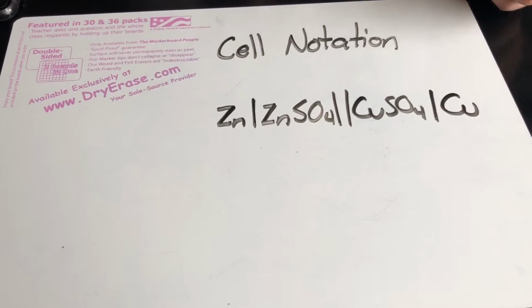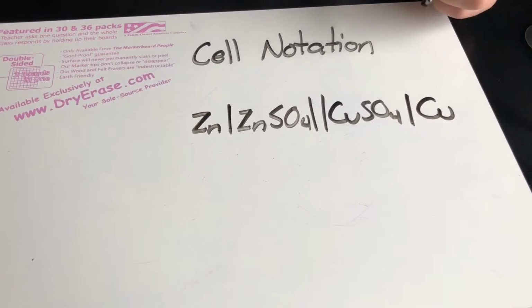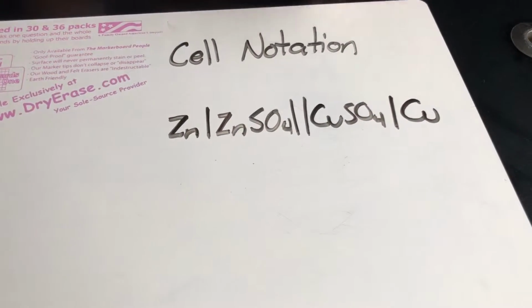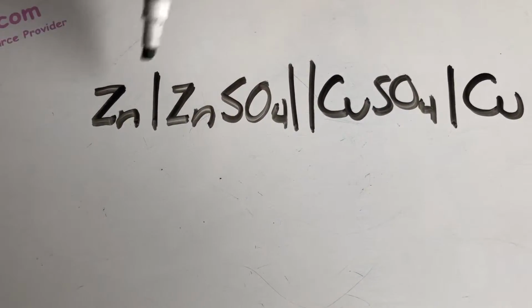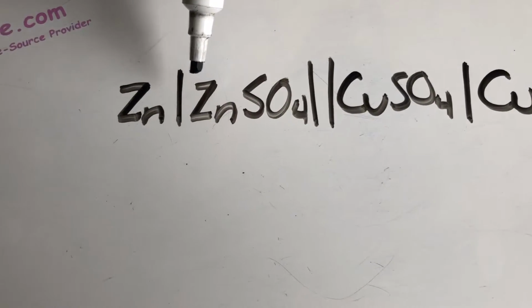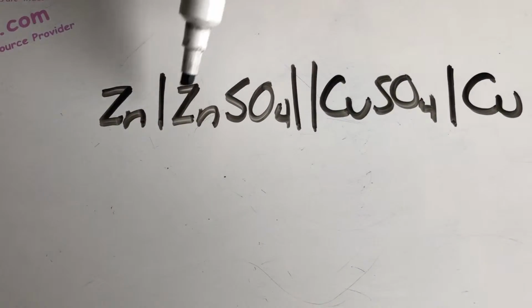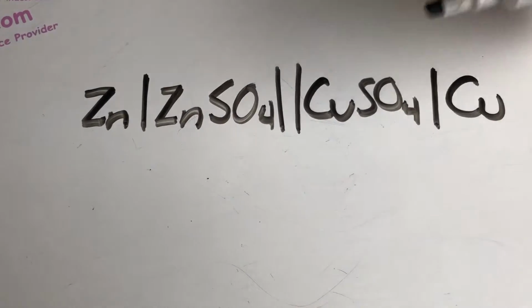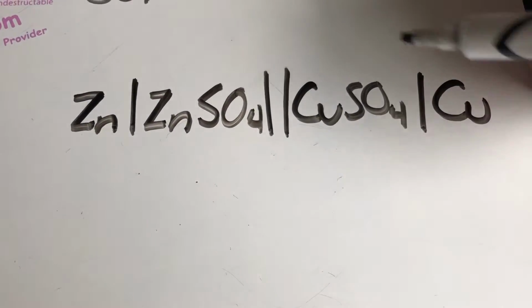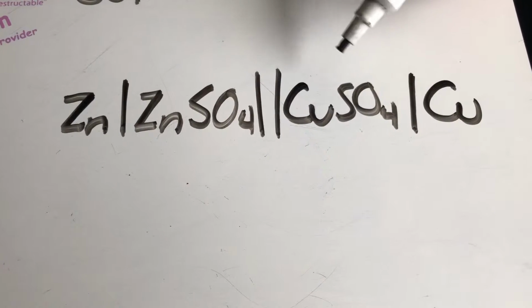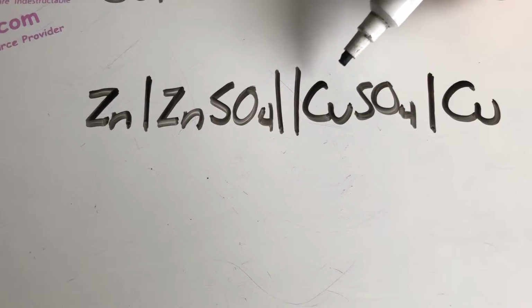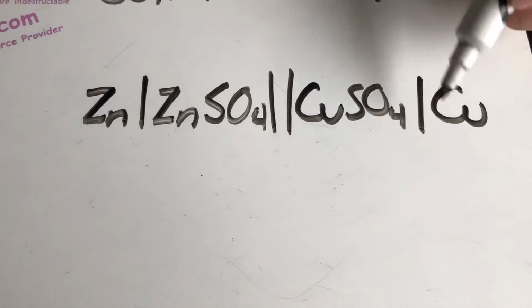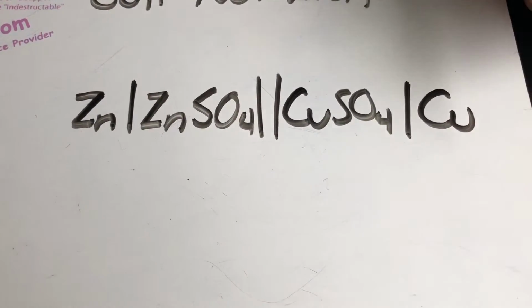So we're going to introduce a new little section to this chapter. It's called cell notation, and it's pretty simple. You start with the anode, which was zinc, and then you draw one line to represent the difference as it goes into solution, which would be, in our imaginary experiment, zinc sulfate. And the double line represents the salt bridge where the ions cross. And then after that, you do the cathode solution of copper sulfate, and then the cathode itself, which is copper.